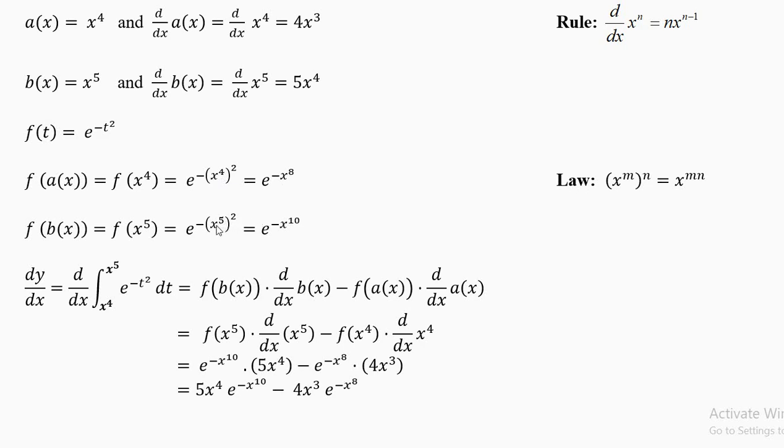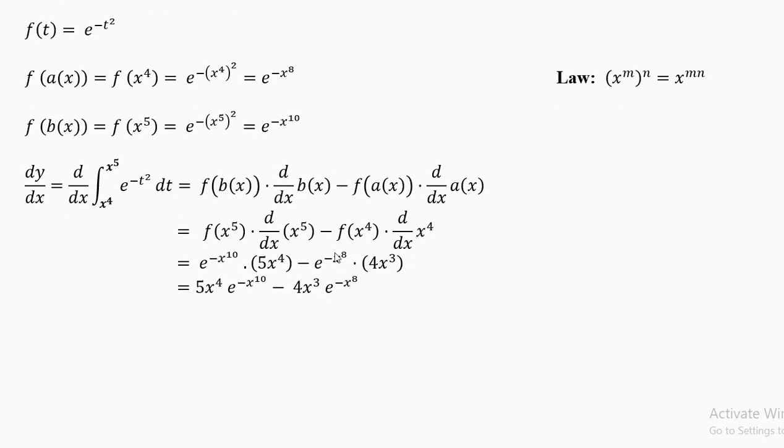Here it is x power 5. F of x power 5 is e power minus x power 5 whole square. Look at the sequence. 5 into 2 is 10, e power minus x power 10. Now what's the rule? Use the rule f of b into derivative of b minus f of a into derivative of a. F of x power 5 is e power minus x power 10. Derivative of x power 5 is 5x power 4, which you write on the left. Then remember the minus sign throughout.